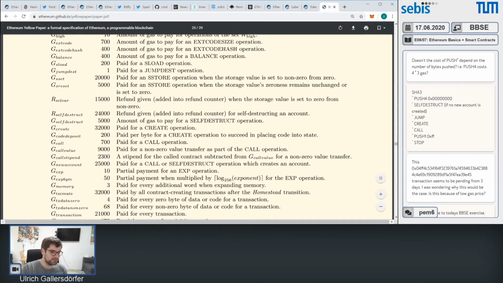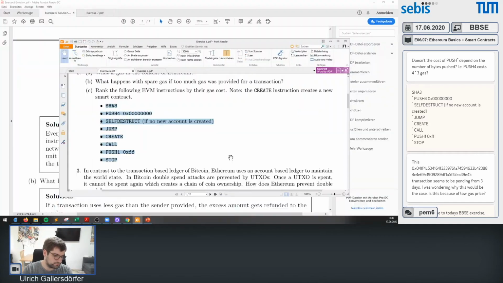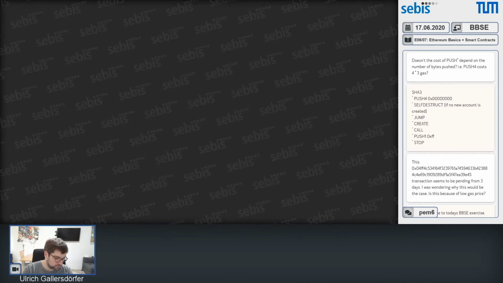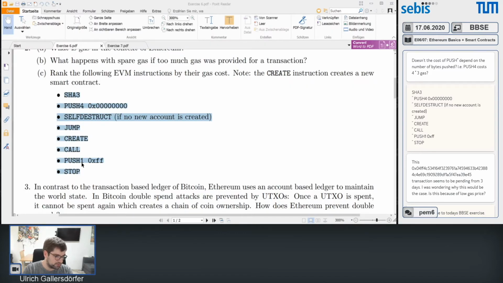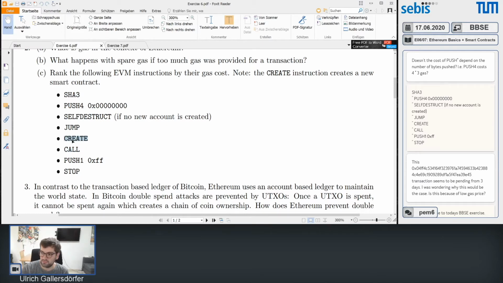Yeah, but apart from that, we can now sort this a little bit. Let's do a little bit of sortation here. So first of all, the cheapest one was definitely the self-destruct, because we get money back. So first of all, the self-destruct. Then we have the stop, which is free. Then we have the push, the 2 push operations, which are equally expensive. And then we have the jump. And then we have the SHA-3 with the 30 gas. And then the call. So call is when you call another contract, and create is the most expensive one, when a new smart contract is created.